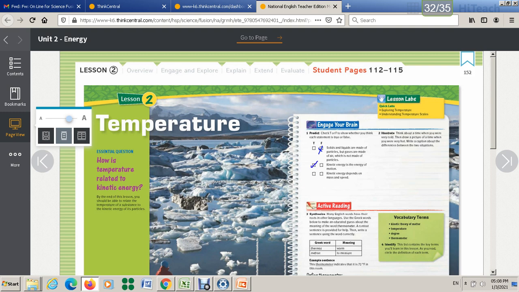This one is true. Kinetic energy depends on mass and speed. Are these the factors that affect the kinetic energy? Did we take this in the previous lesson? Yes, the first one, mass. As the mass increases, the kinetic energy increases. As the speed increases, the kinetic energy increases. So these are 2 factors that affect the kinetic energy. So this one is true.